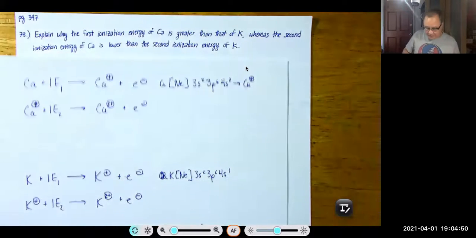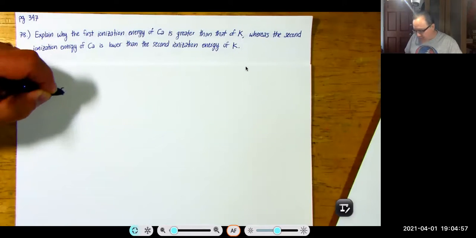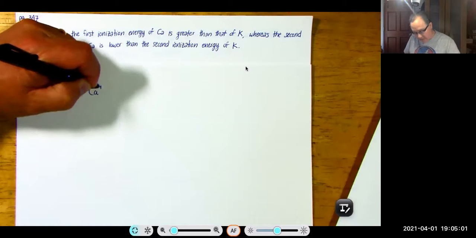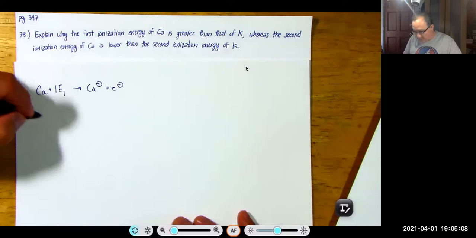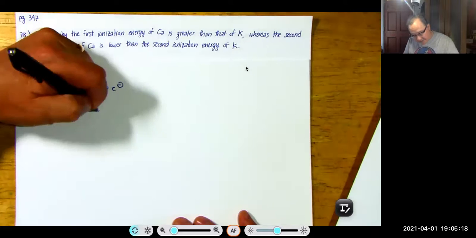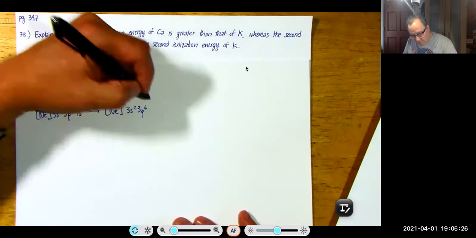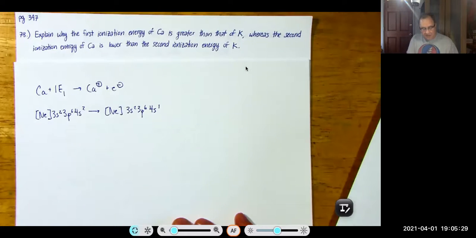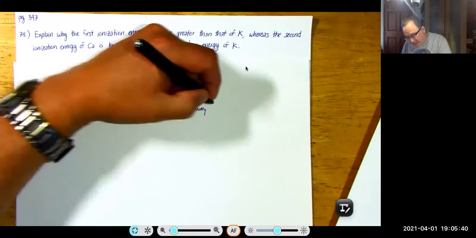I'm going to redraw this real quick here. So I'm going to write calcium plus ionization energy 1 gives you this calcium plus 1 ion plus an electron. And underneath, neon, 3s2, 3p6, 4s2 becomes neon, 3s2, 3p6, 4s1. I'm not going to worry about the electron. Fair enough? So this means that we take away a 4s electron.